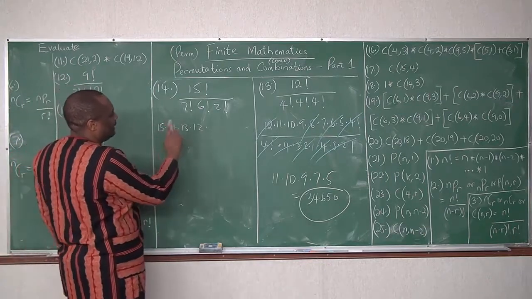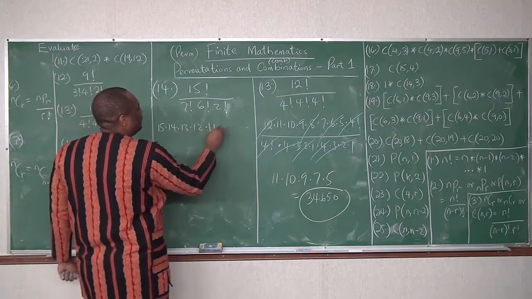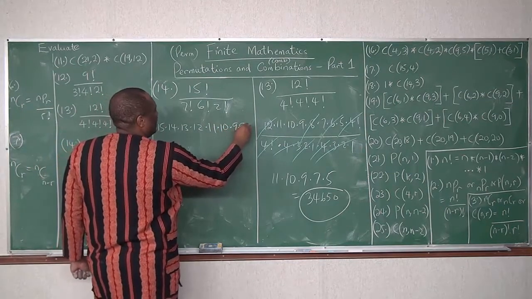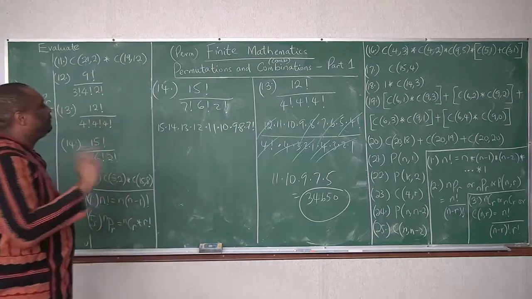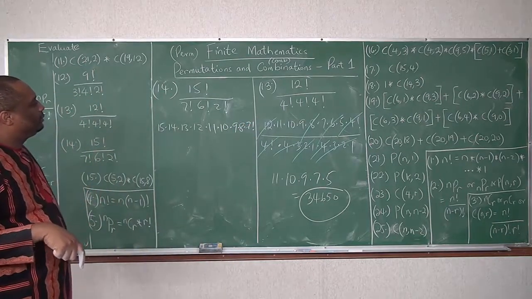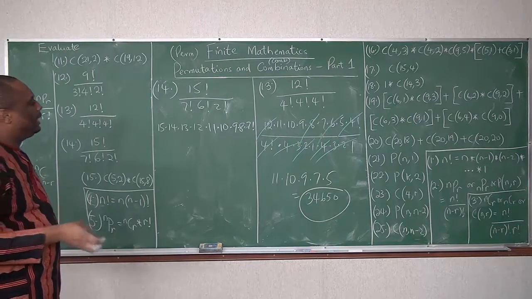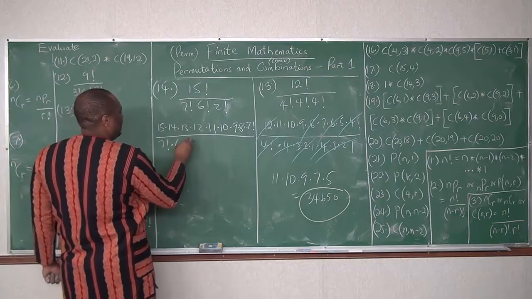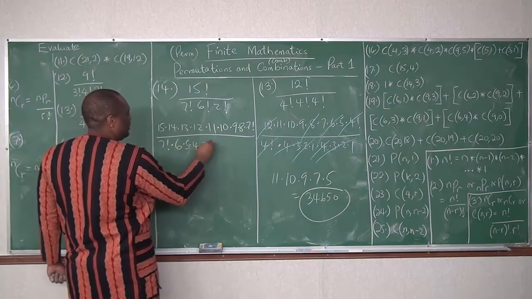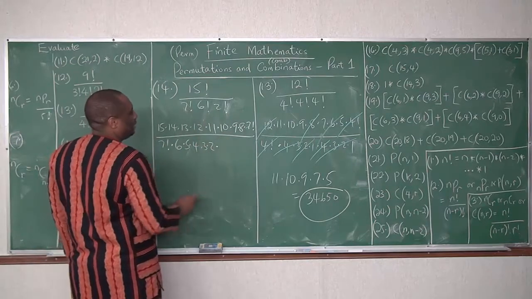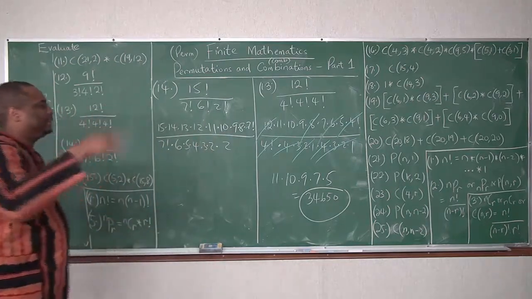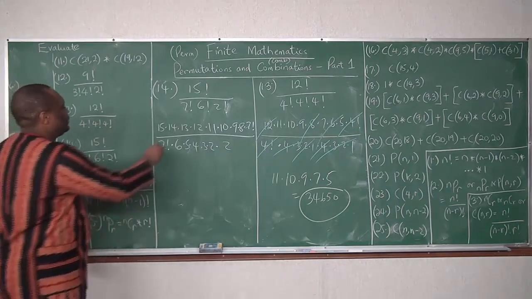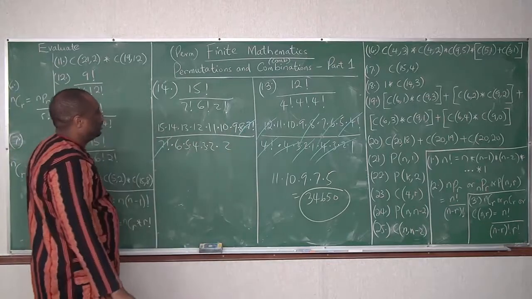Okay, this is 15 times 14 times 13 times 12 times 11 times 10 times 9 times 8 times 7 factorial, over 7 factorial times 6 times 5 times 4 times 3 times 2. We can just keep 1, okay? Times 1 will still give us that. So bam, bam, that goes.